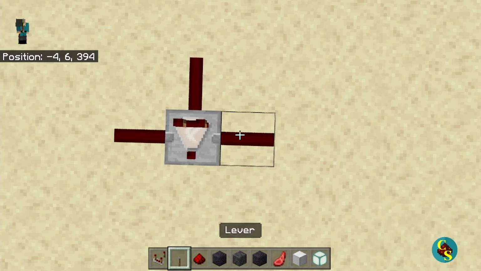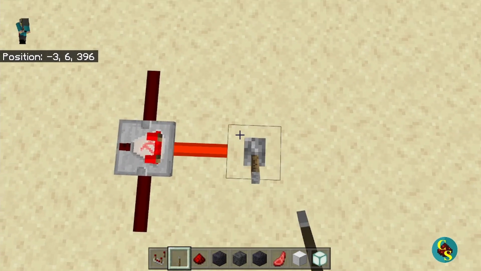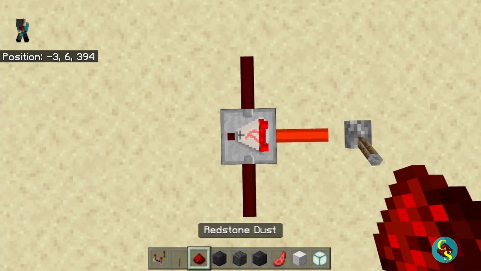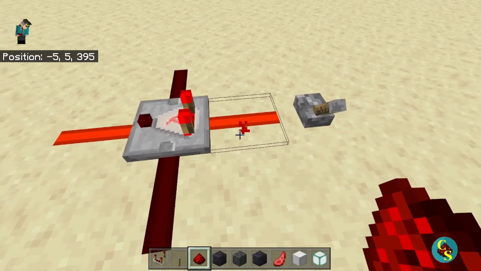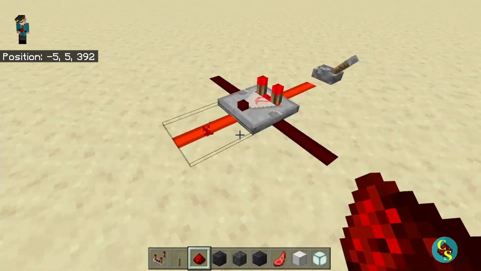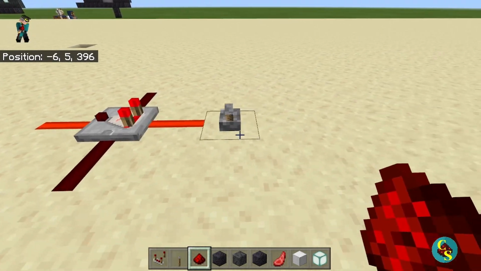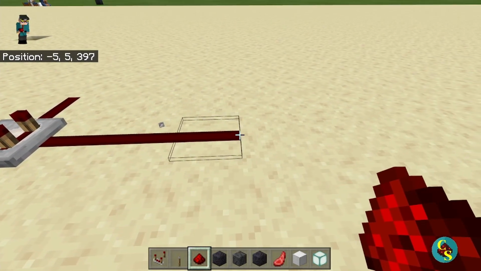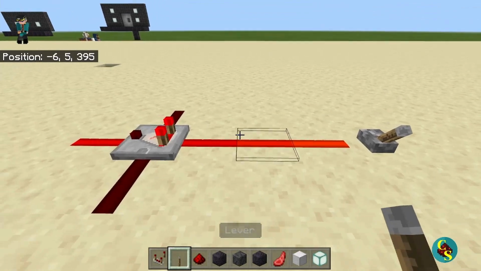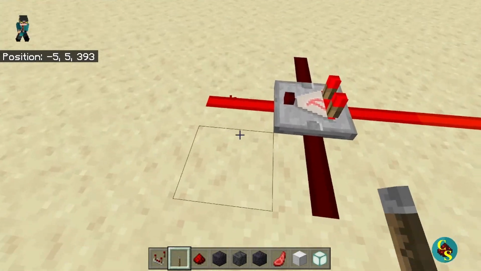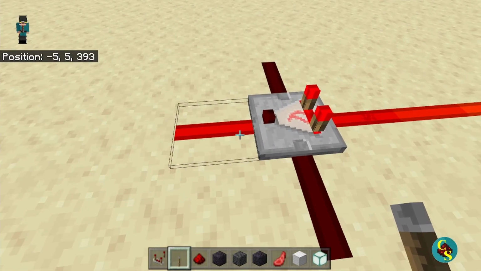When the comparator is powered from the back, it will output the exact same signal strength that it is powered with. So as you can see, this is a signal strength of 15, and this is a signal strength of 15. But if I move this lever back 2, you'll see that this is now a signal strength of 13, and this is the exact same signal strength.